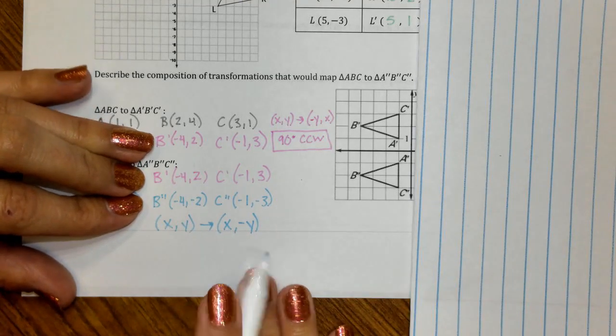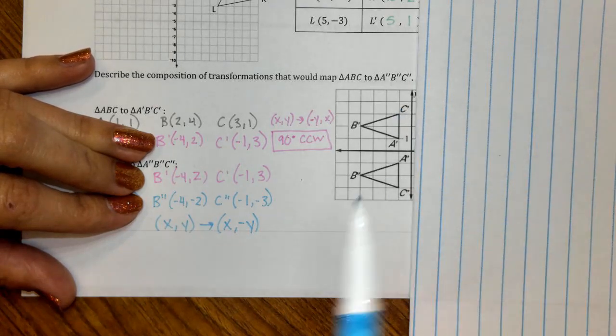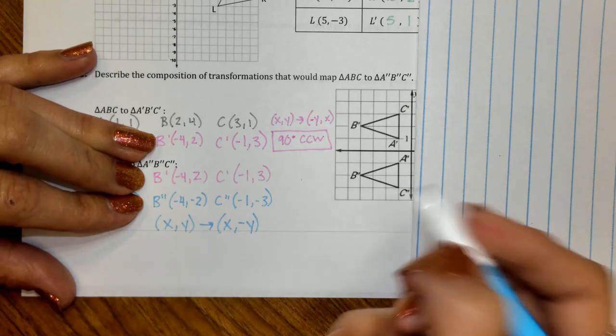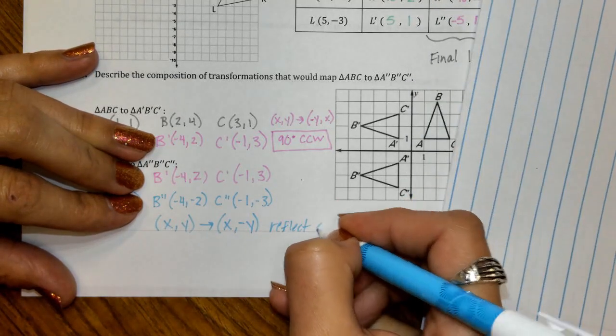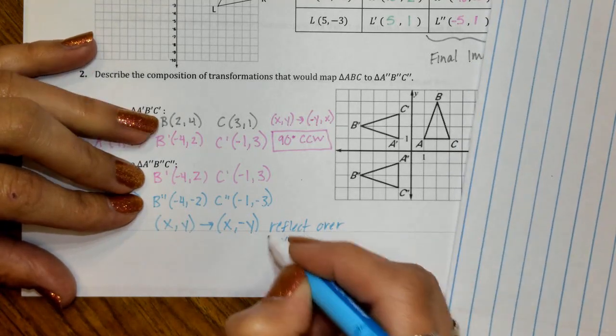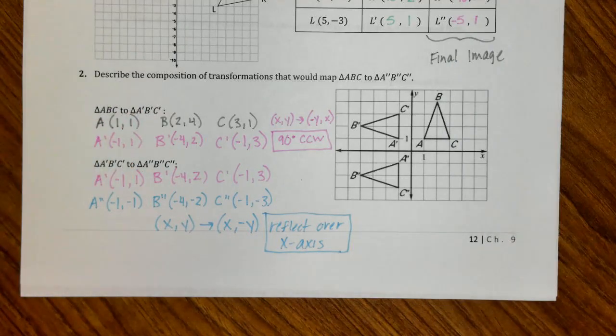When we take a look at this with our rules, or we look at the image, we can see it reflected over the x-axis. X coordinate stays the same, Y coordinate changes. So this is going to be reflection, we'll just put reflect over x-axis. So these are the 2 transformations that occurred in this composition transformation.